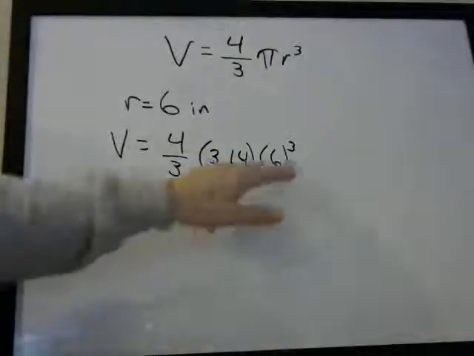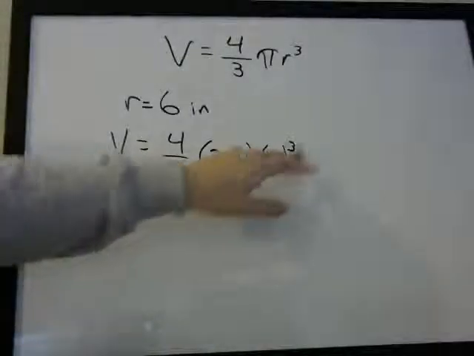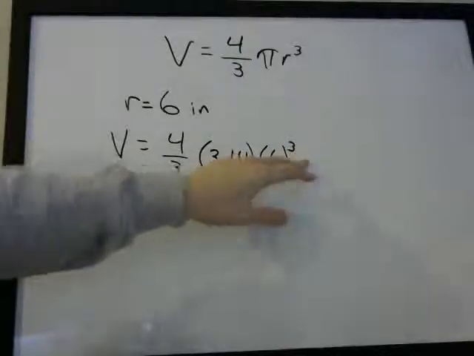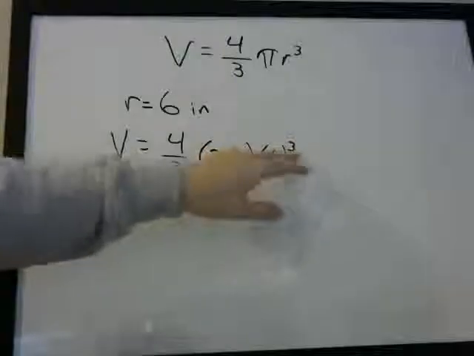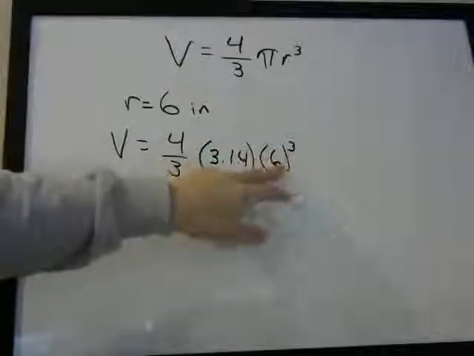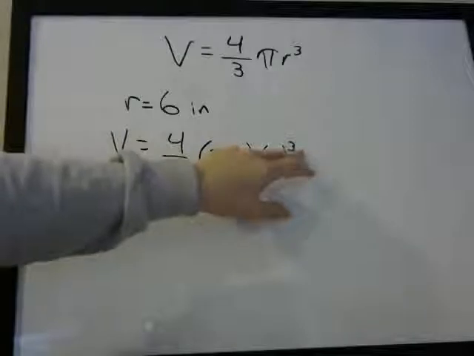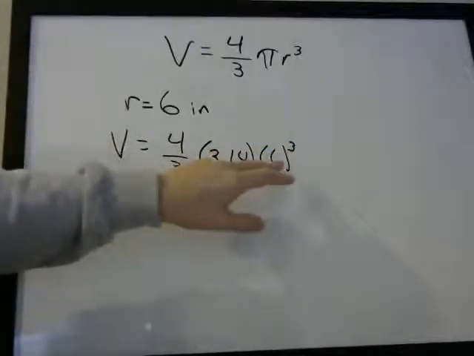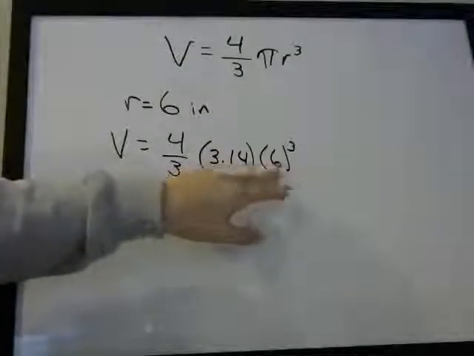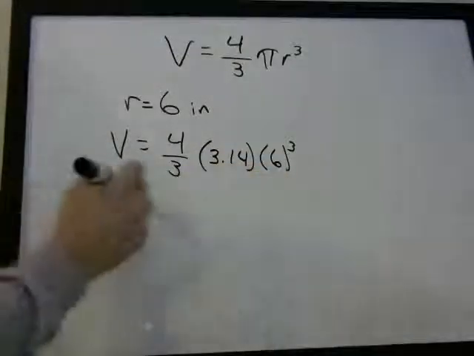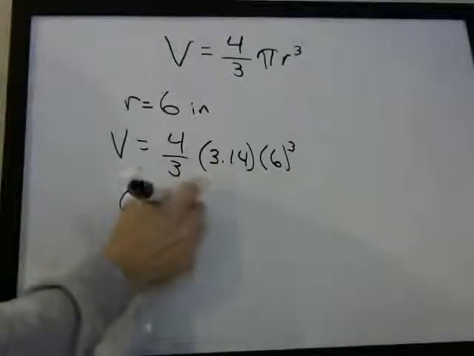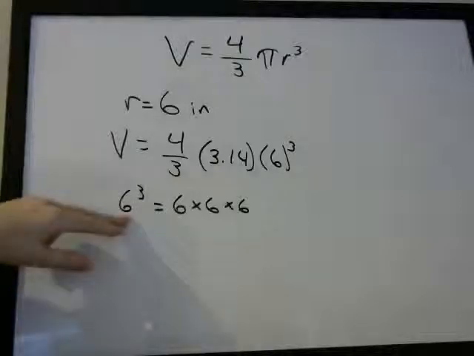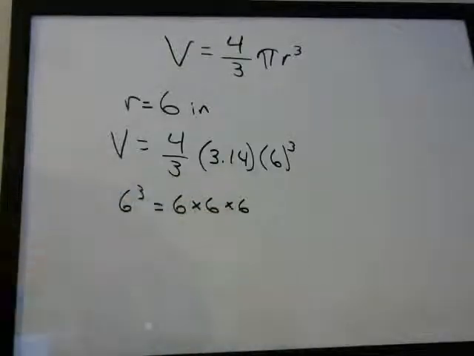I always like to do the exponent first. So 6 cubed, remember what that means. If you don't know what exponents are, you need to watch that video on Facebook. 6 cubed just means 6 times 6 times 6. It's this number times itself 3 times. It is not this number times 3, so don't do that. It's not 6 times 3. It's 6 times 6 times 6. It's this number 3 times, 1, 2, 3 multiplied by itself.